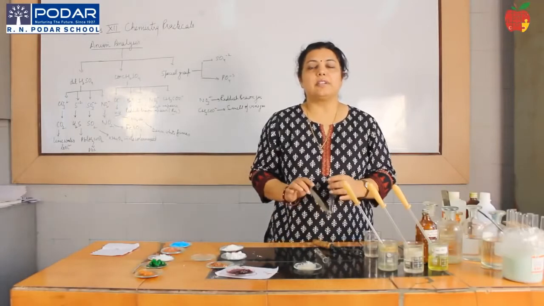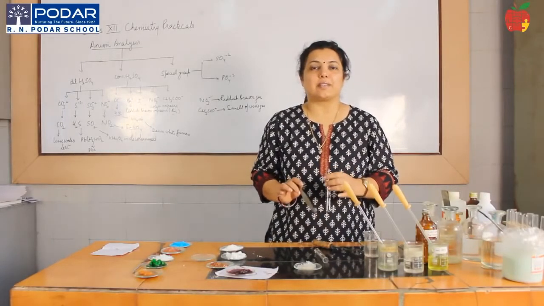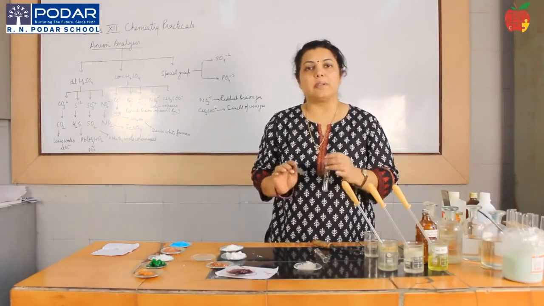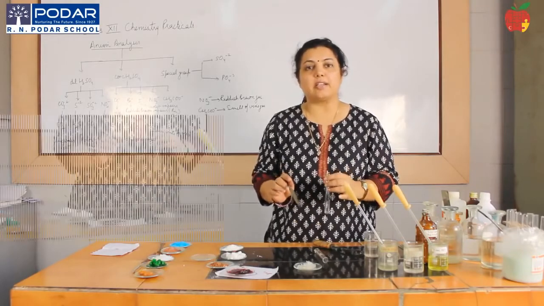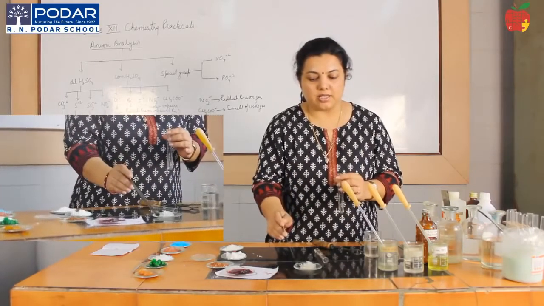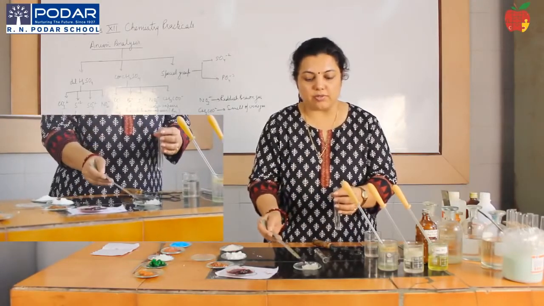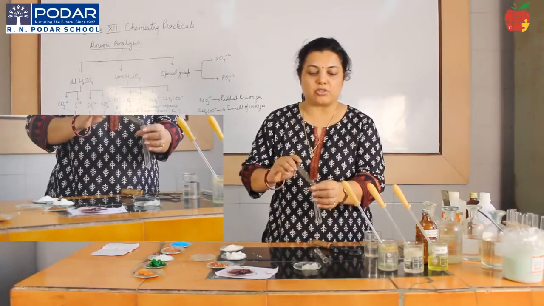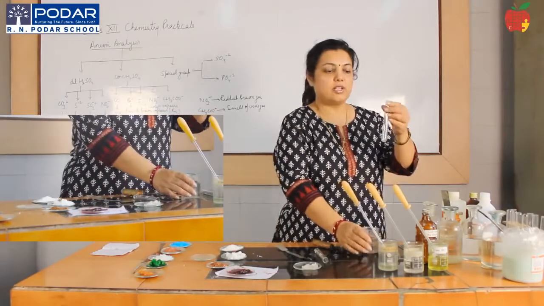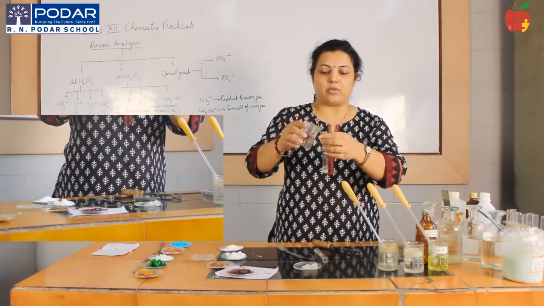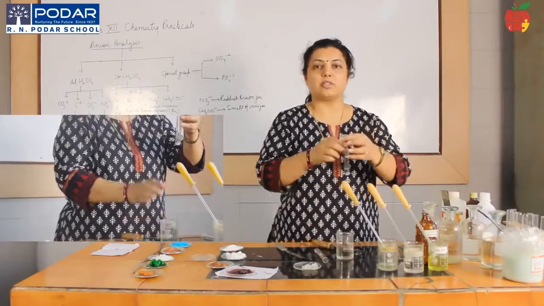Now confirmatory for nitrate is the brown ring test. Ma'am has already shown you the preliminary test with cobalt nitrate. I have taken another salt, ammonium nitrate. You can see it's a crystalline salt and it's deliquescent also. So first we make a salt solution. To make a salt solution, you take the salt, add water and shake it so that the salt dissolves.